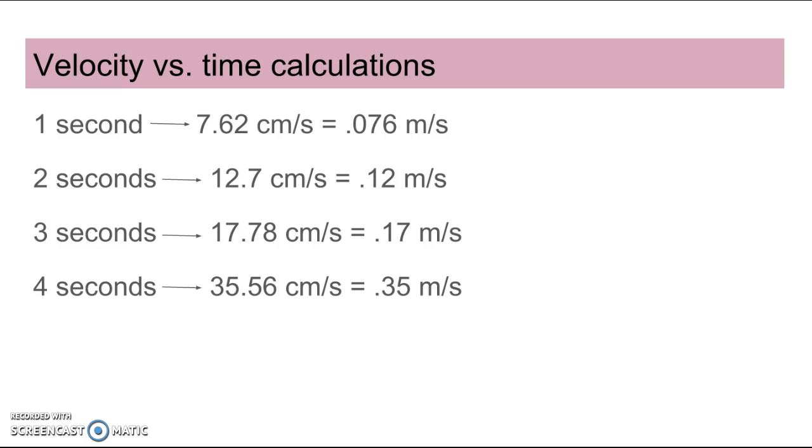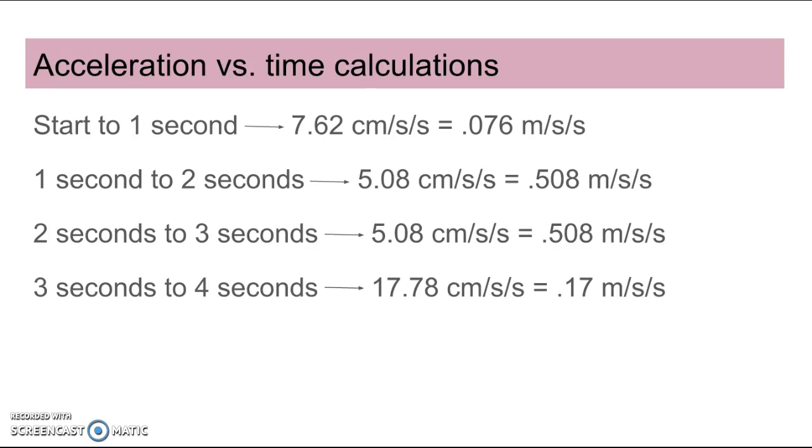To calculate the ball's velocity, I used the formula velocity equals change in distance over change in time. The data shows an increase in velocity. Since the velocity was not constant, the ball was accelerating due to gravity. To calculate the acceleration, I used the formula acceleration equals change in velocity over change in time.